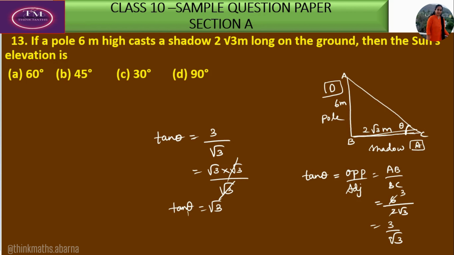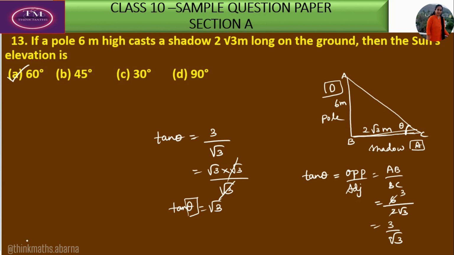This means for what value of theta tan value is root 3? It is 60 degrees. Tan 60 degrees is equal to root 3. That means theta is equal to 60 degrees. So option A is our right choice.